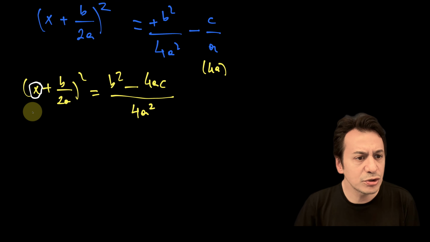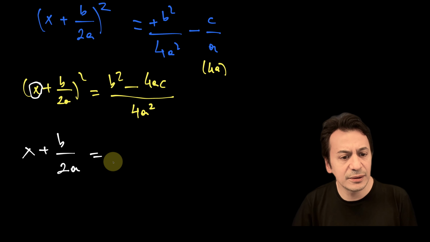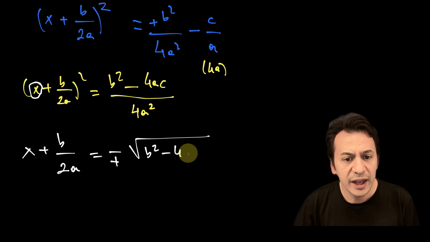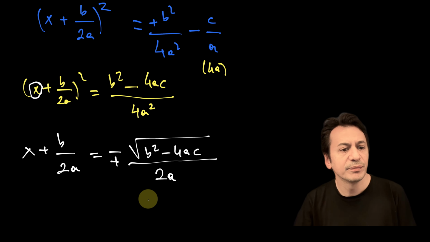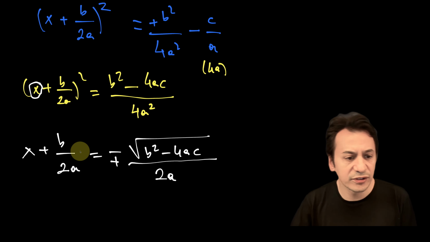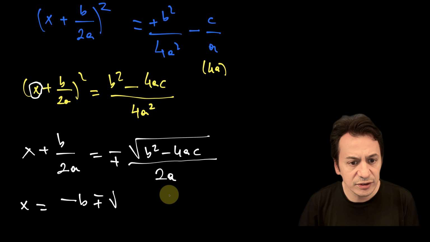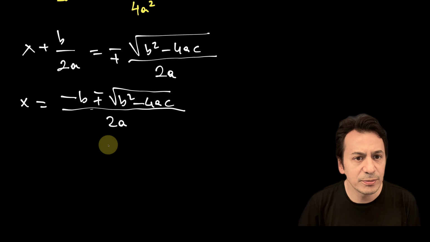You see, when you take the square root of the left side, it's x plus b over 2a equals, now this can either be plus or minus. Now I take the square root of the numerator, and the square root of 4a squared is obviously 2a. Great. Now all I have to do is take this term to the other side. Let's do it. x equals minus b plus or minus the square root of b squared minus 4ac, divided by 2a. So here is my quadratic formula.